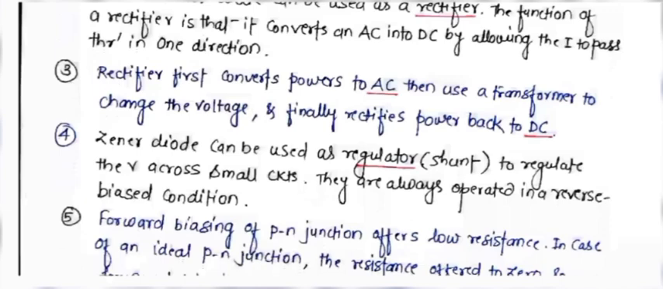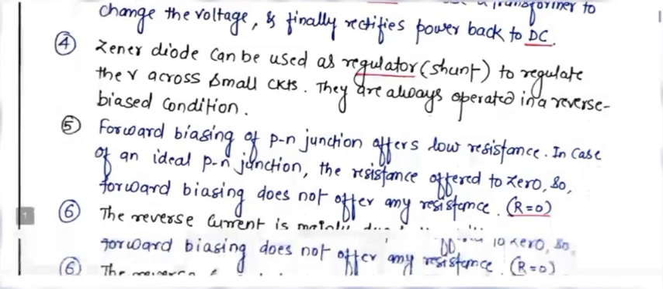Forward biasing of PN junction offers low resistance. In case of an ideal PN junction, the resistance offered is 0. So forward biasing does not offer any resistance, that is R is equal to 0.